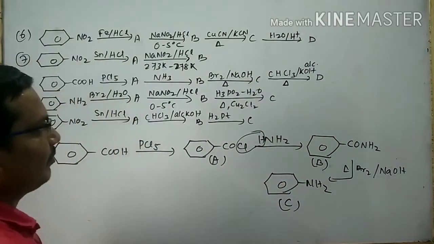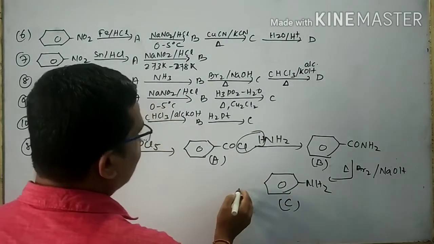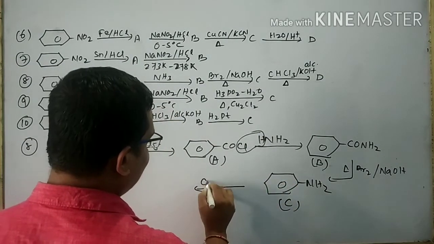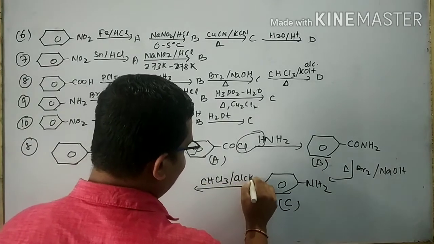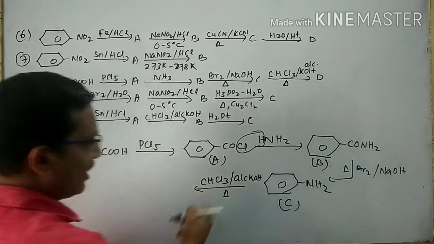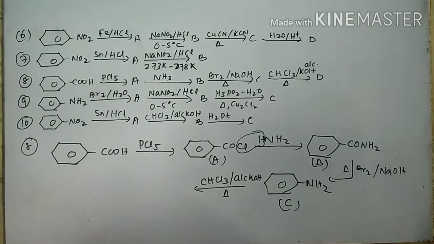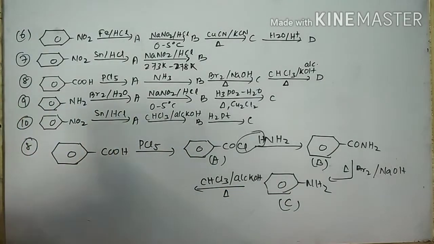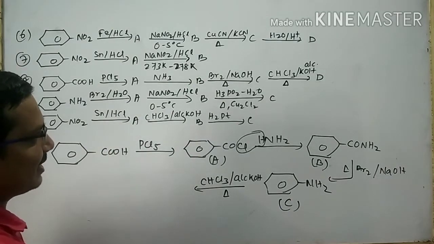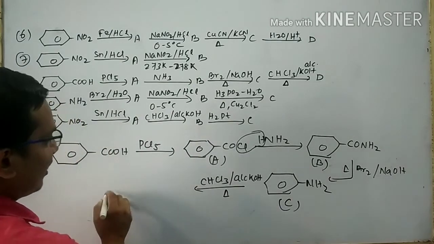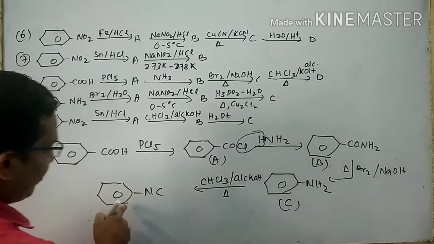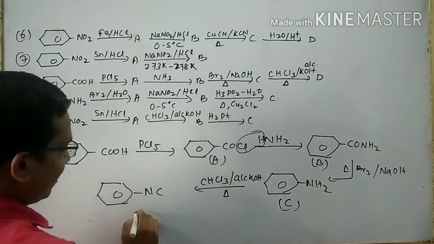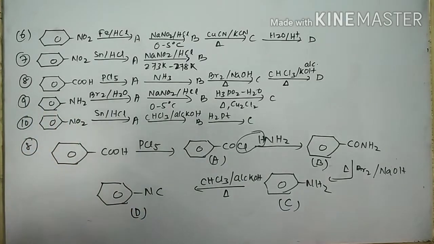This is your C. Now C is subjected to reaction with the CHCl3 in the presence of alcoholic KOH. Heat is given. This is said to be carbylamine reaction. So isocyanide product is formed as a D. That means here we can write this. That is your said to be phenyl isocyanide. That is considered as your D.